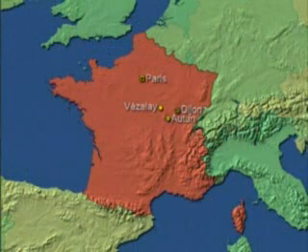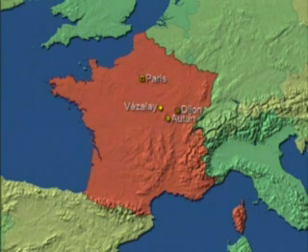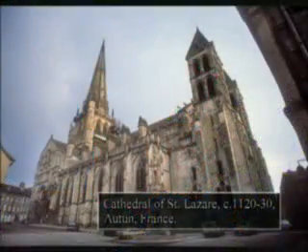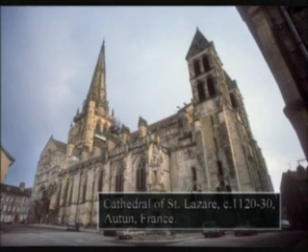For example, Saint-Lazare at Autun. Here is Autun again, near Dijon, Vézelay, south of Dijon. It is an ancient city founded, like Trier, by the Emperor Augustus. An important center. It has one of the most important Romanesque churches in Saint-Lazare, meaning Saint Lazarus, he who was raised from the dead in one of Christ's early miracles.